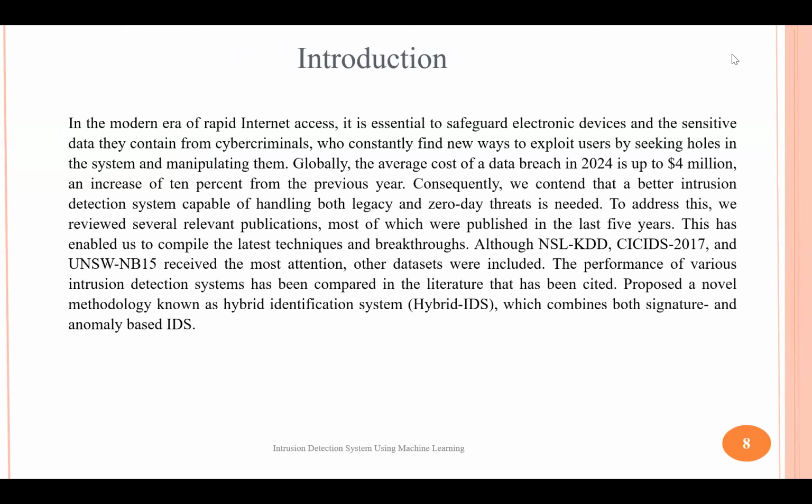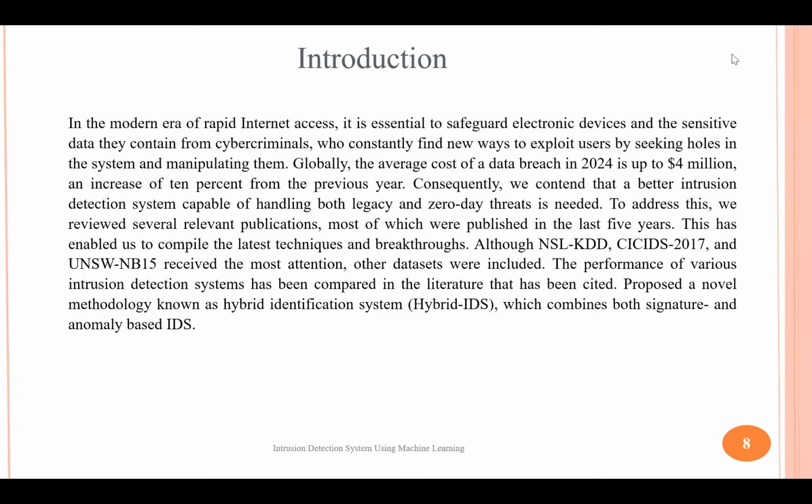To start off with the introduction, as we know, the internet has spread all over the world, and each and everyone has very good access to the internet. Due to this, there has been a versatile range of attacks on devices on the internet, and it has been seen that the average cost of a data breach for every Fortune 500 company in 2024 was up to 4 million. That has been a 10% increase from the previous year. And due to this, we think that we need a better intrusion detection system that is capable of handling both legacy as well as zero-day attacks.